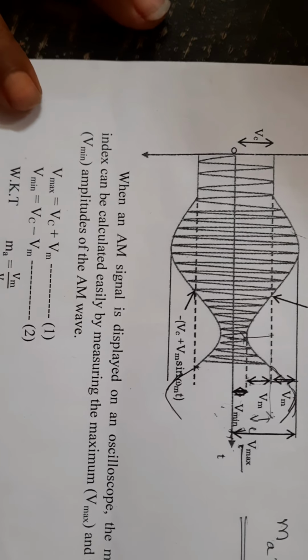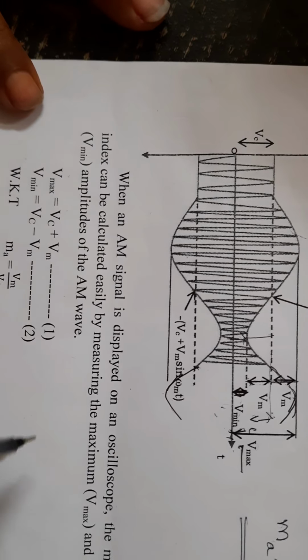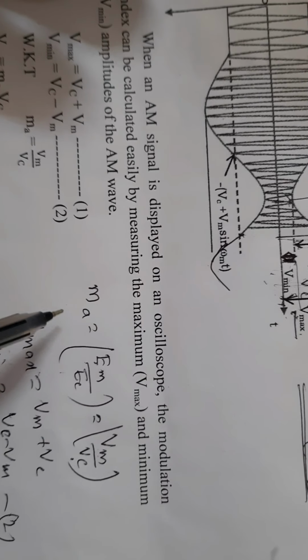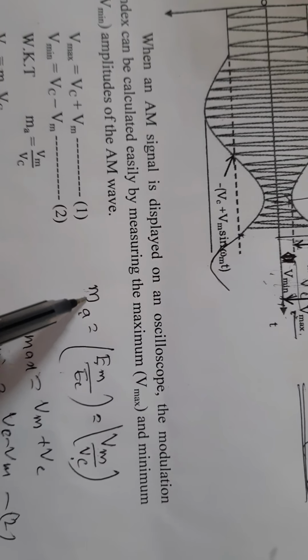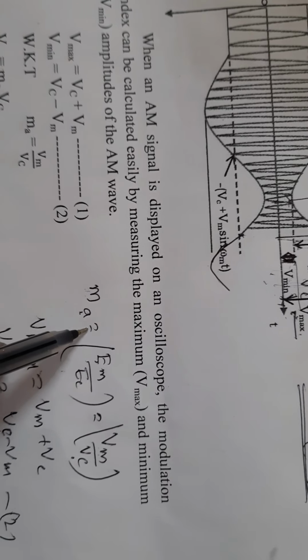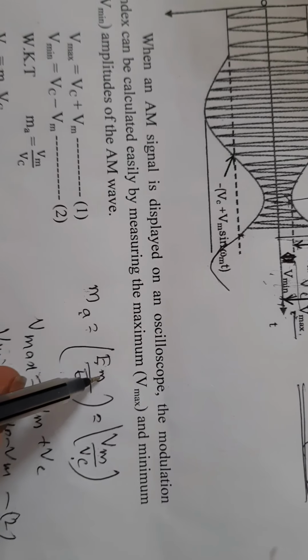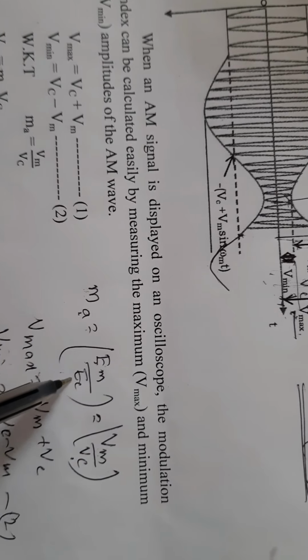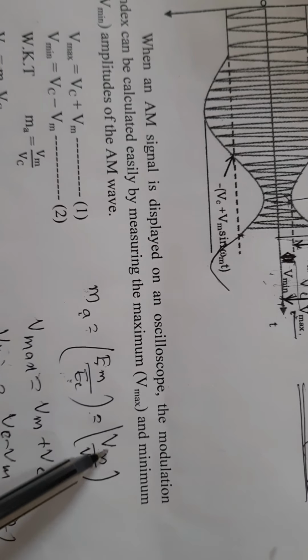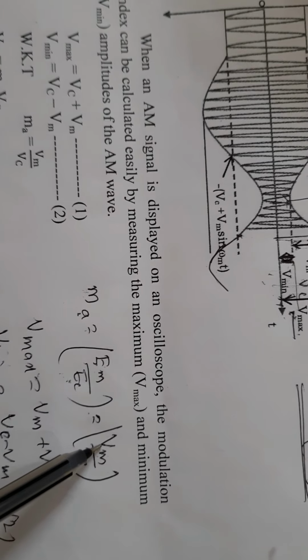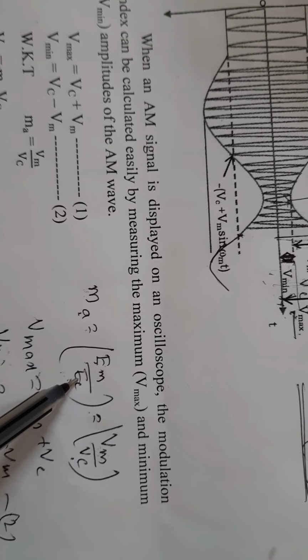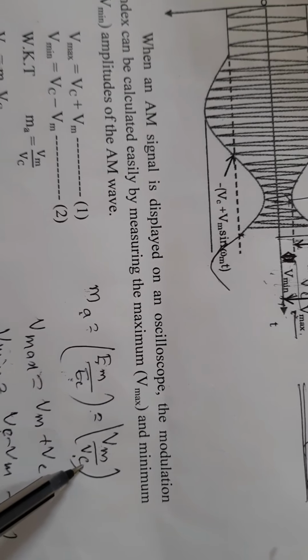Okay, see this expression. Ma represents the modulation index in the amplitude modulated wave. Ma is defined by the ratio of the amplitude of the modulating signal Em to the amplitude of the carrier signal Ec, Em by Ec, which can also be expressed in terms of Vm by Vc. Vm is the voltage of the modulating signal and Vc is the carrier voltage.